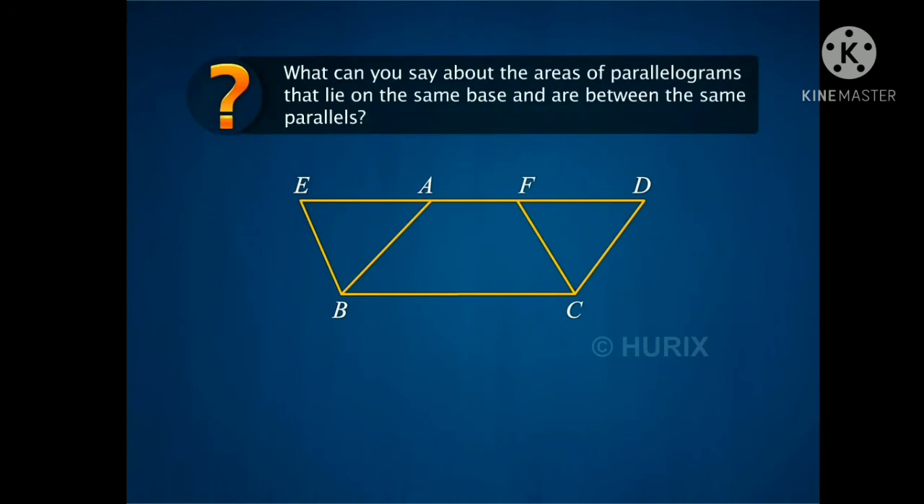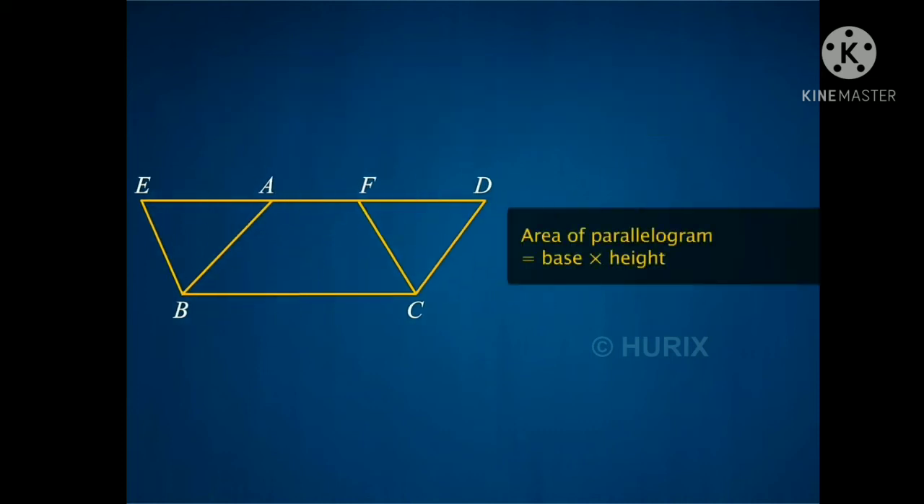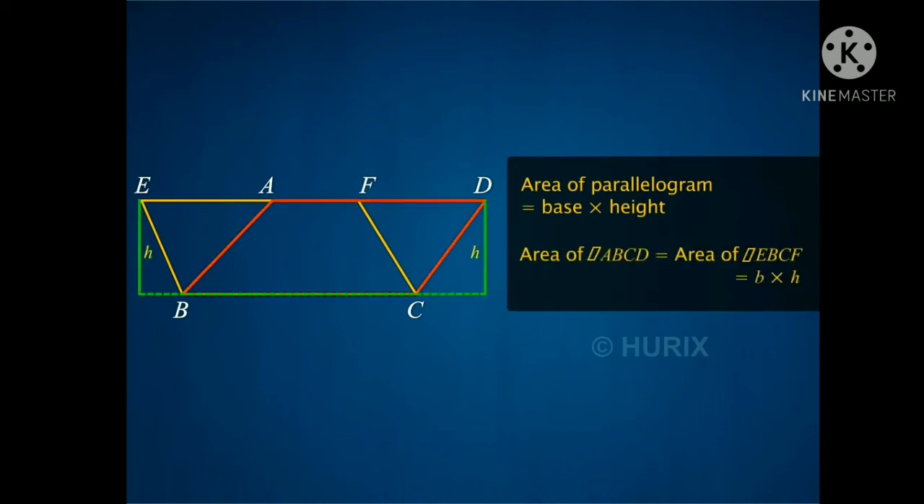Now, what can you say about the areas of the parallelograms that lie on the same base and are between the same parallel lines? Area of a parallelogram is the product of base and height. Observe that the parallelograms ABCD and EBCF have the same base b as they have the common base BC. Moreover, they both have the same height h, as both parallelograms are between the same parallels. Therefore, parallelograms ABCD and EBCF have equal areas. Let's verify this result and prove it geometrically.